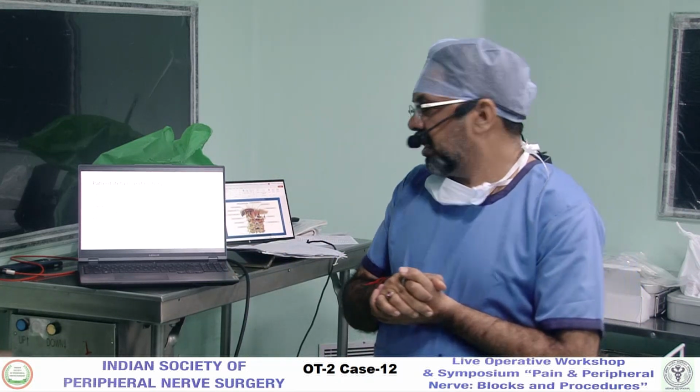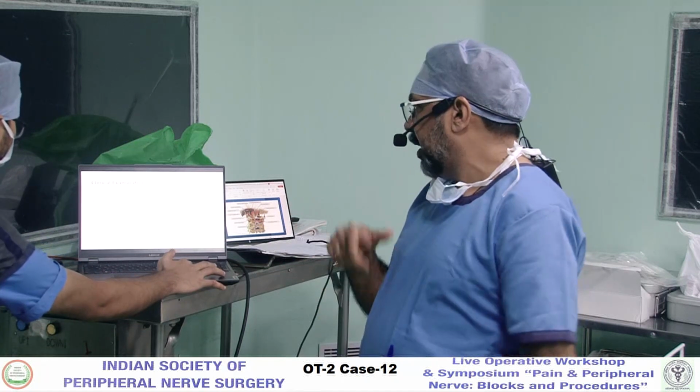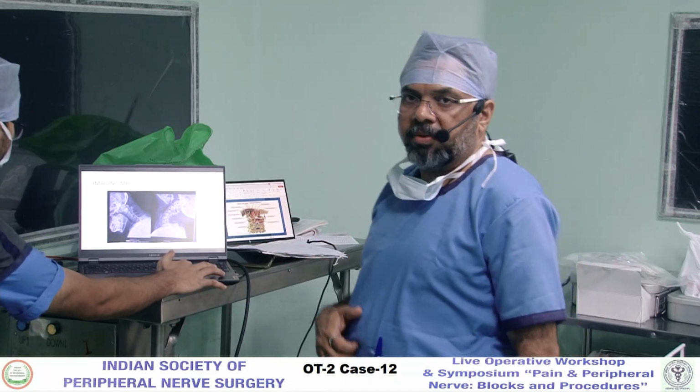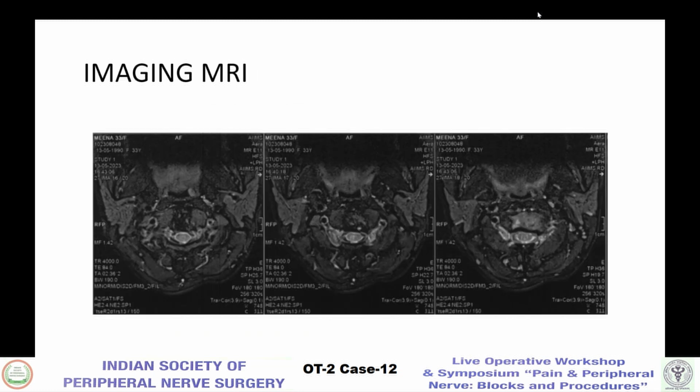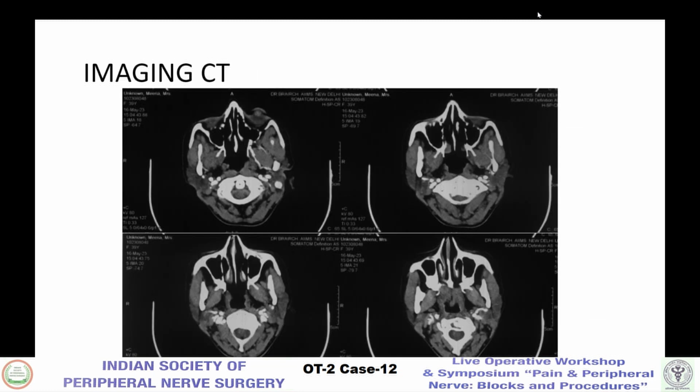Is there anything to see on the imaging in this case? Imaging, I do not find, because I had the films. I always prefer DICOM images on my laptop so that we can zoom them. Is there an axial? But CT, is there any thickening of the?